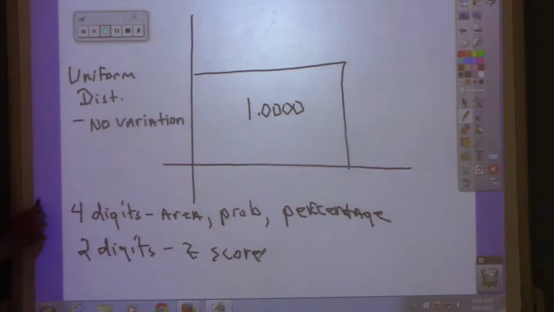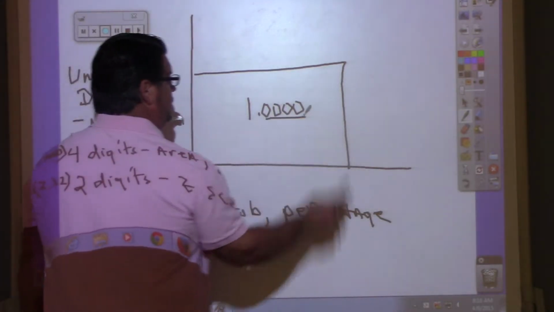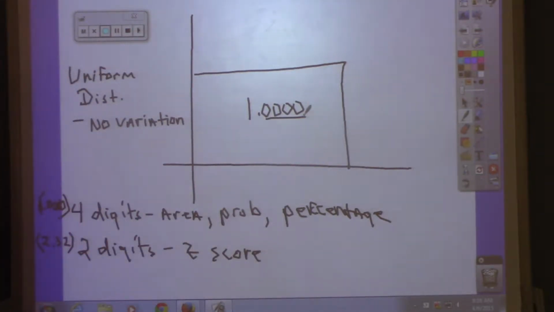Example, 1.0000. I carry that to 4 digits. That means that's an area. 2.32, that's a z-score because it's 2 decimal places. Okay? So get used to seeing 4 decimal places for area, 2 decimal places for z-score.